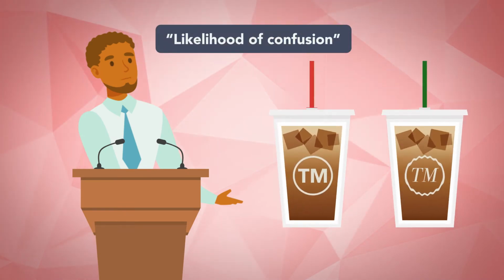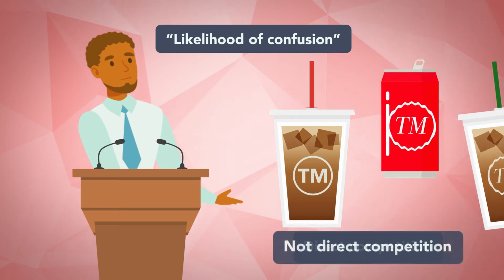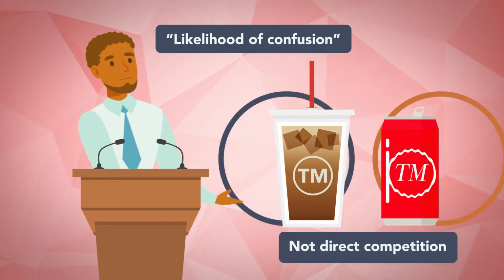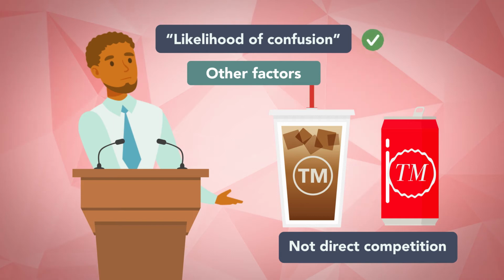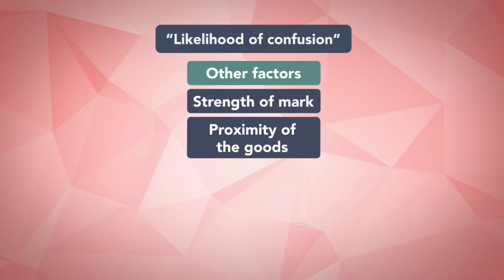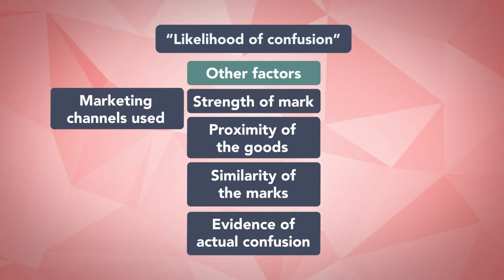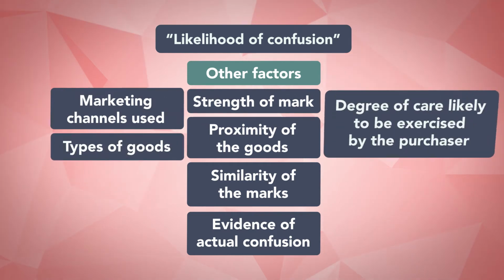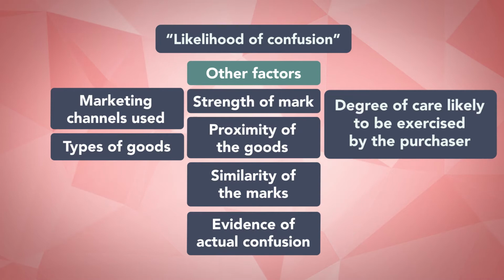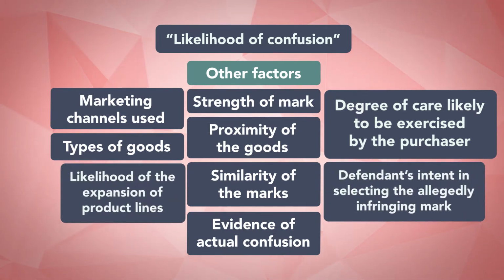When the plaintiff's and defendant's goods or services are in direct competition, there is likelihood of confusion if the marks are sufficiently similar. If the parties are not direct competitors, but if the goods or services are related, then several other factors are relevant to determining likelihood of confusion. These factors include the strength of the mark, the proximity of the goods, the similarity of the marks, evidence of actual confusion, the marketing channels used, the types of goods, the degree of care likely to be exercised by the purchaser, the defendant's intent in selecting the allegedly infringing mark, and the likelihood of expansion of product lines. Let's look at these factors individually.